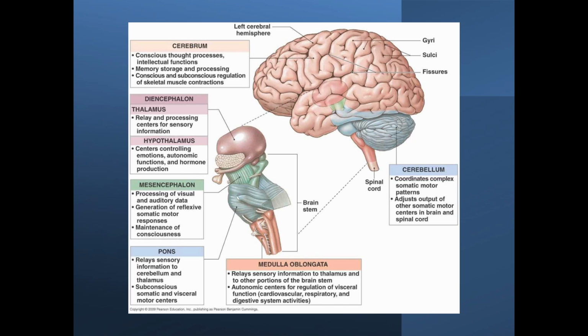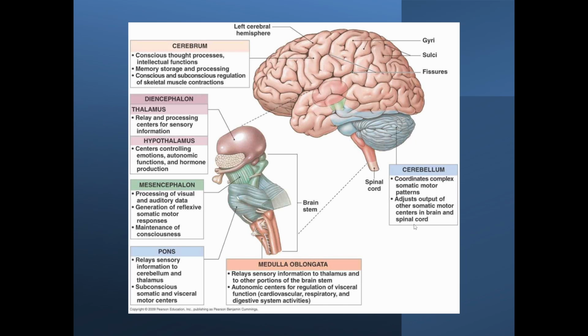And then the orange medulla oblongata is responsible for relaying sensory information. It is a part of that brainstem. It's a conduit to get up to those higher centers, but it also has all those autonomic reflex centers related to both the cardiovascular and respiratory center.